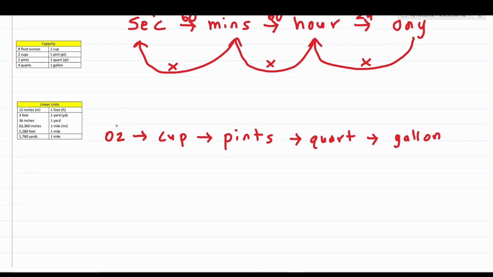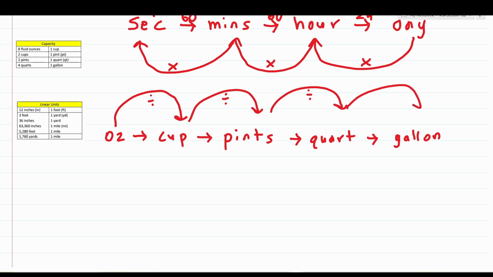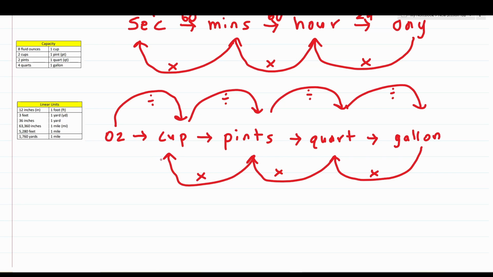All right, so as I just mentioned, to convert from a smaller unit to a bigger unit, you would divide. So to go from ounces to cups, you would divide. To go from cups to pints, you would divide. To go from pints to quarts, you would divide. And to go from quarts to gallons, you would divide. Again, to go from big units to small units, you multiply. So to go from gallons to quarts, you would multiply. To go from quarts to pints, you would multiply. Pints to cups, multiply. Cups to ounces, multiply.